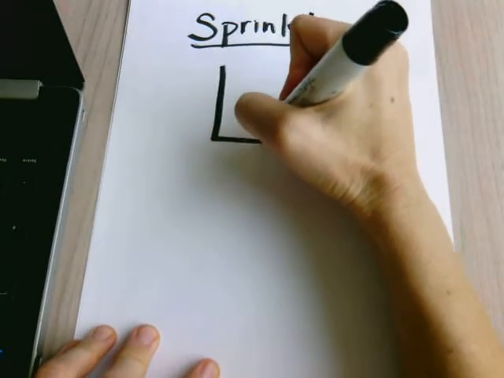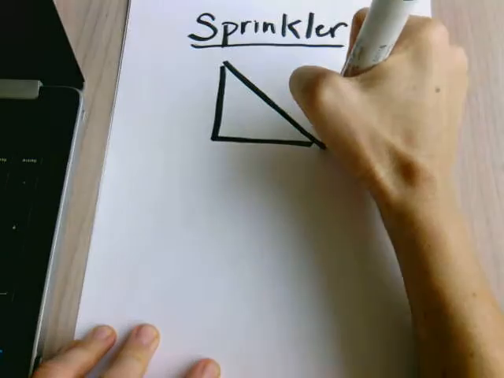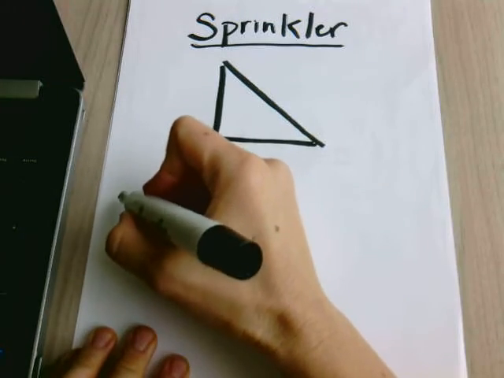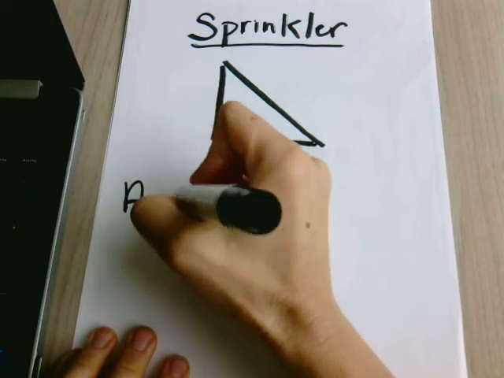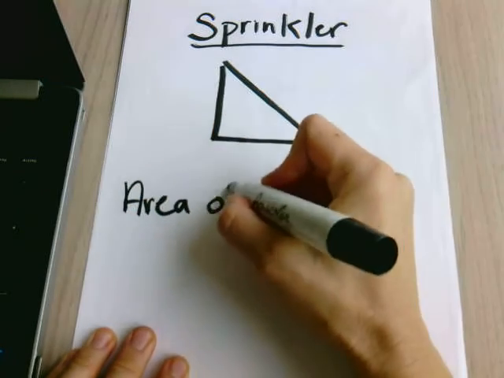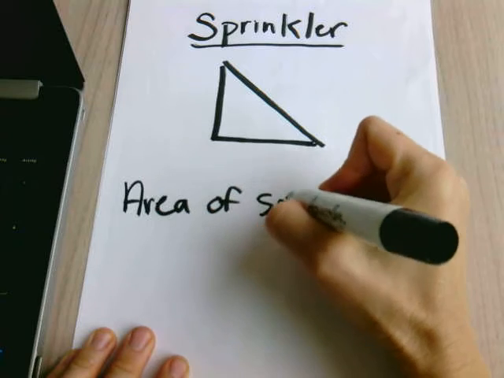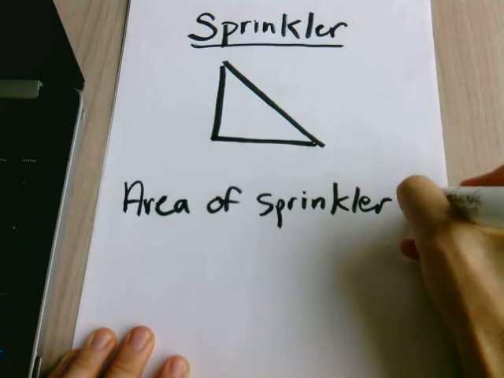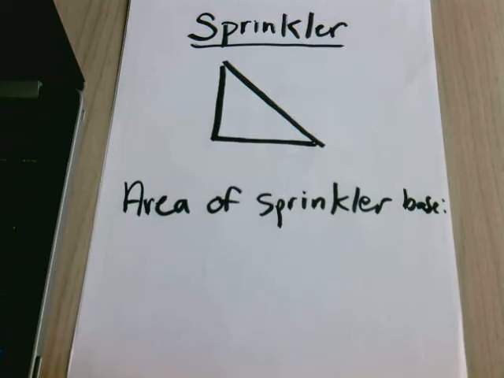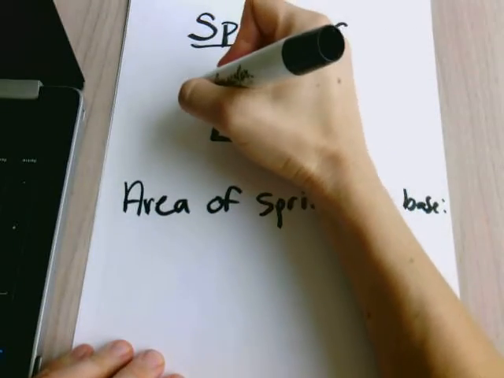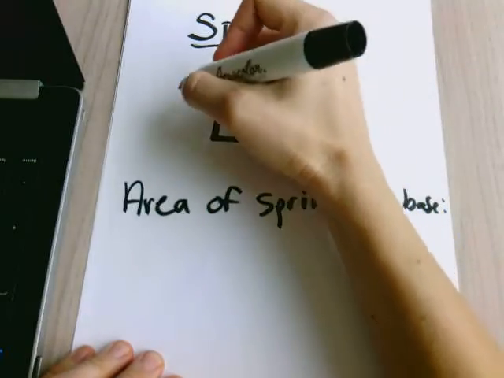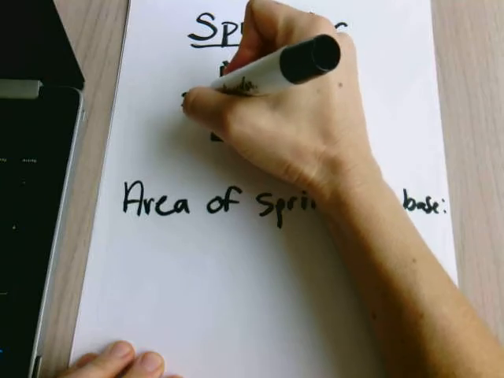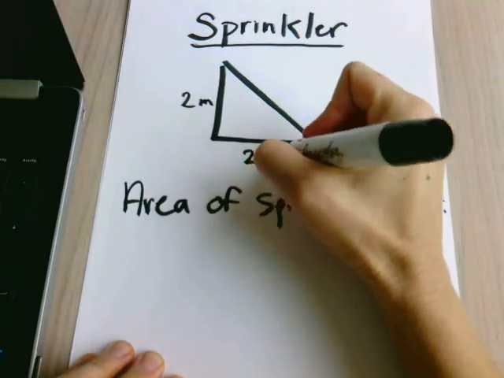So let's draw a picture. Area of sprinkler base. So it tells us that each side of the isosceles right triangle is 2 meters by 2 meters.